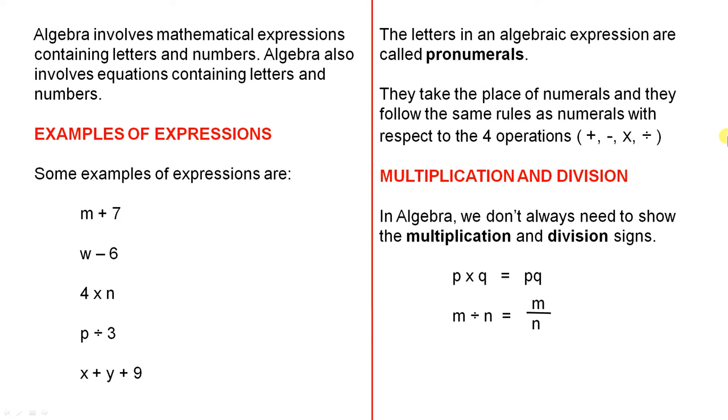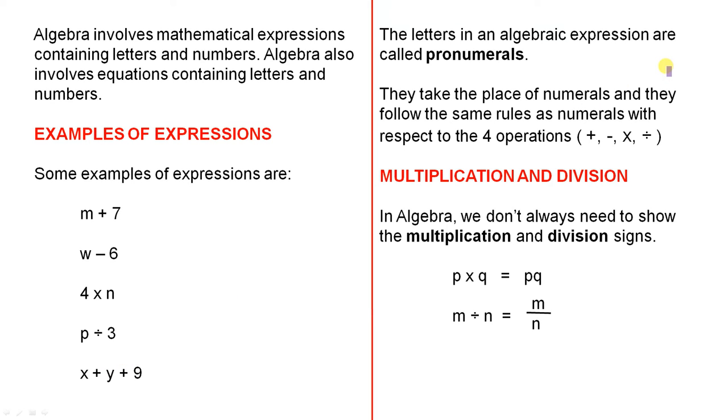Algebra involves mathematical expressions containing letters and numbers. Algebra also involves equations containing letters and numbers. Examples of expressions. Some examples of expressions are m plus 7, w minus 6, 4 times n, p divided by 3, and x plus y plus 9. So all these letters here, they take the place of numbers.